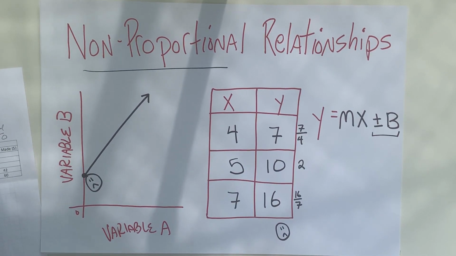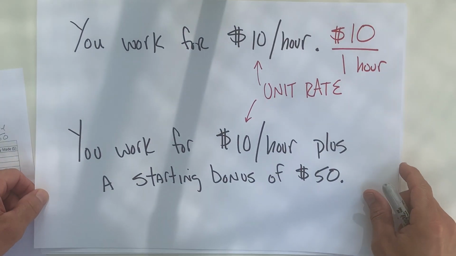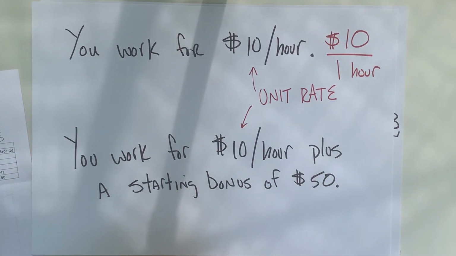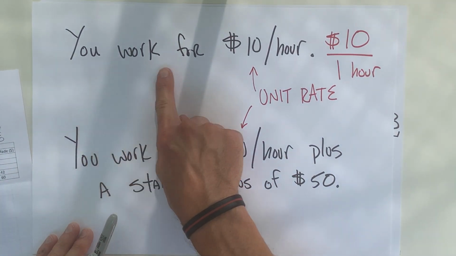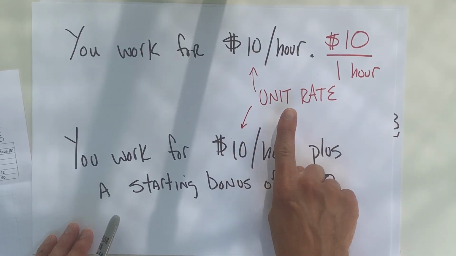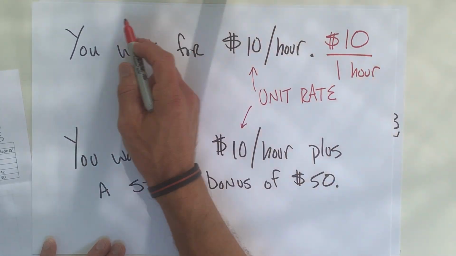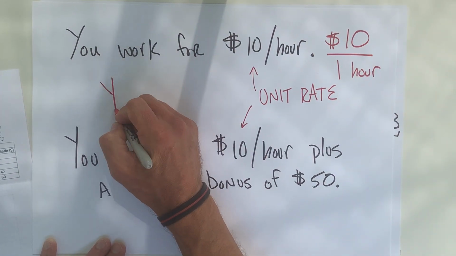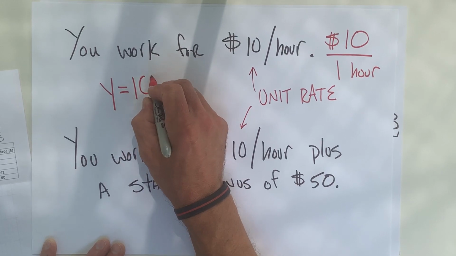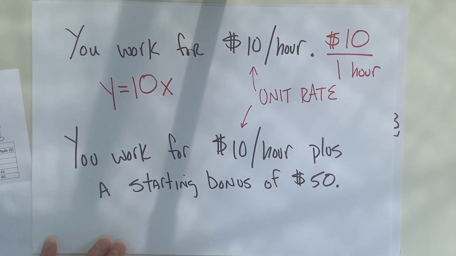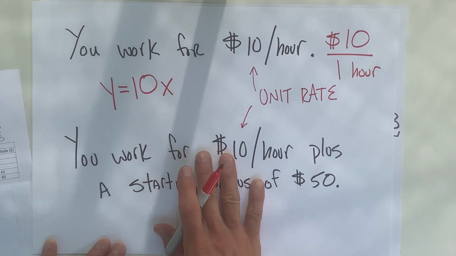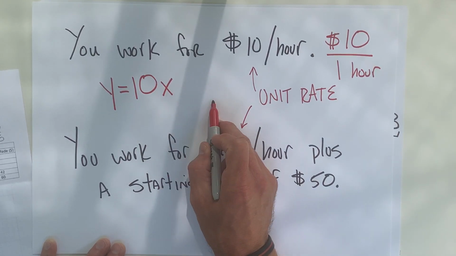Now, I'm going to bring back a slide from before, and then we're almost done. Since we've been talking about equations, let's look at our first example. You work for $10 an hour. $10 an hour is your unit rate, and we've been using unit rate as the letter m. So this first equation, if I were going to describe it, would be y equals 10x, and that's it. That is proportional, right? Notice no extra stuff at the end.